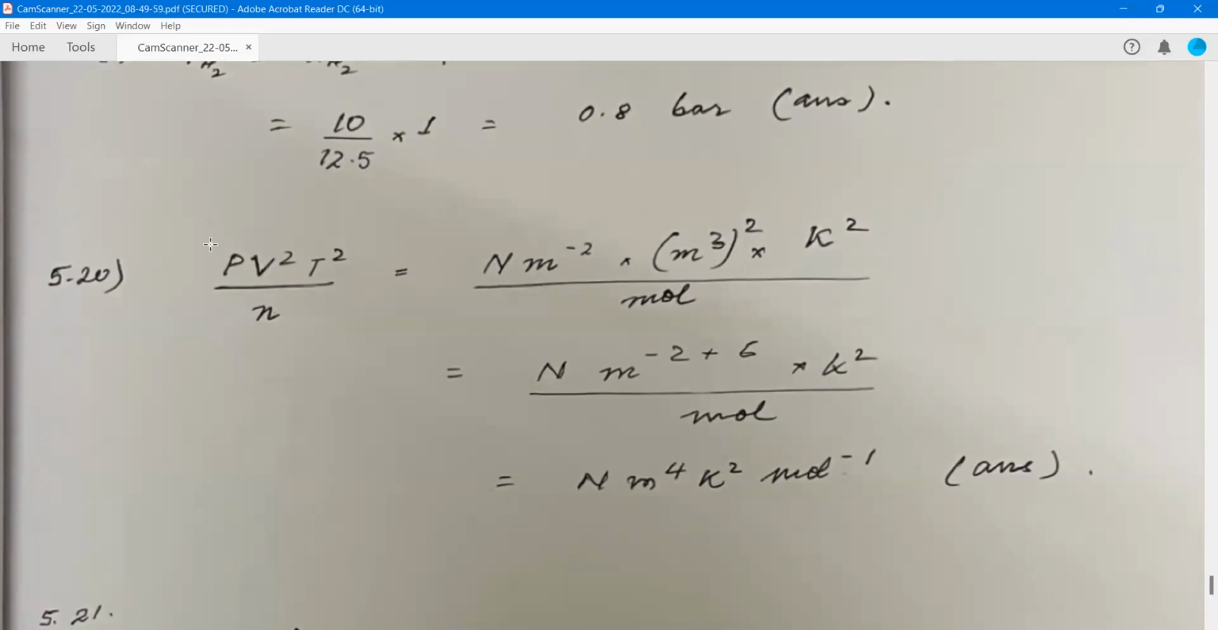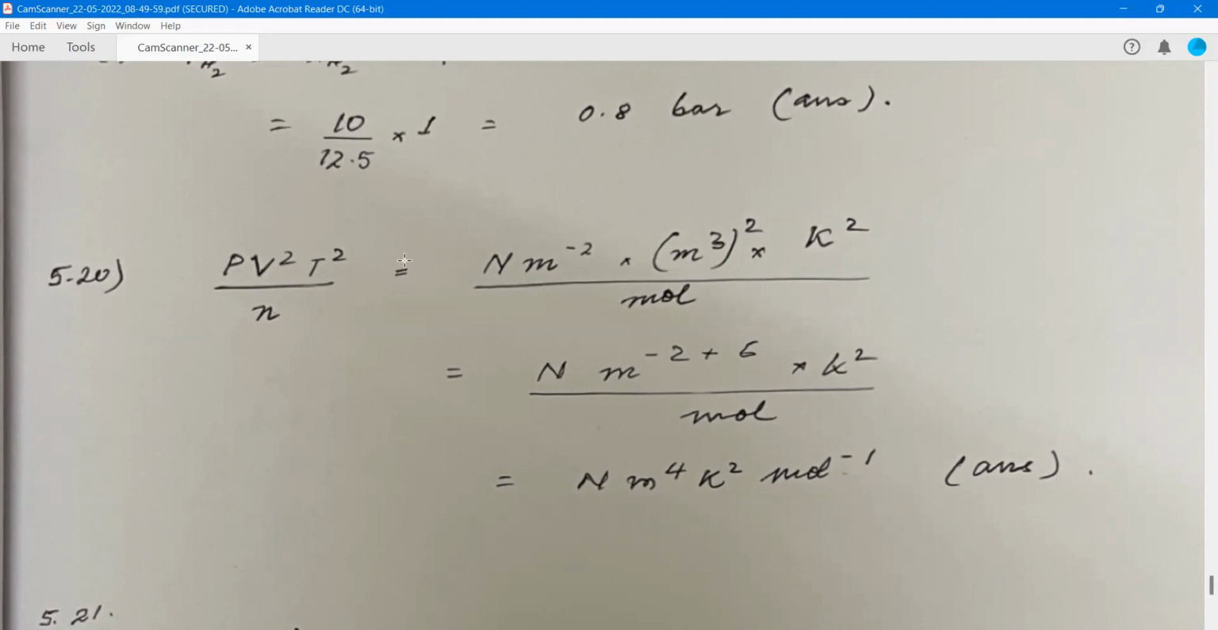What would be the SI unit of the quantity PV squared T square upon N? So first of all, you need to know the SI unit of all of these single entities. For pressure, the SI unit is Newton per meter square. For volume, the SI unit is meter cube. For temperature, the SI unit is Kelvin, and for n, the SI unit is mole.